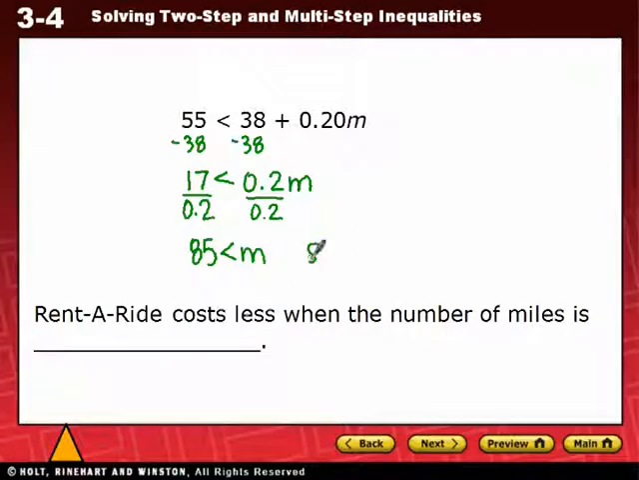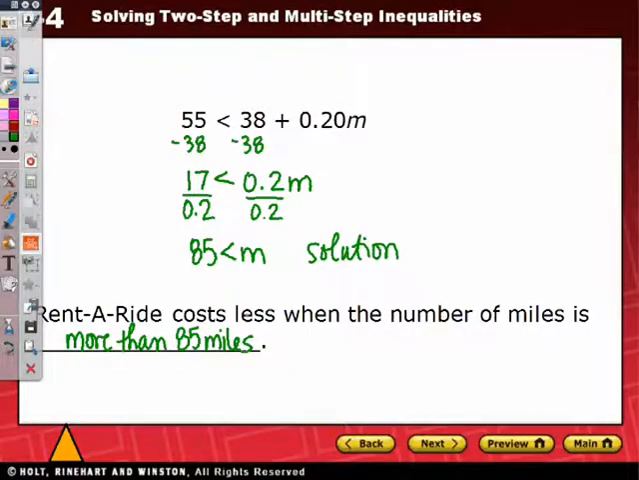Remember, that's the solution. You always show the solution from the algebra. And then if necessary, you might round when you give the final answer. In this case, since it's a whole number, we don't really have to worry about it. So Rent-A-Ride costs less when the number of miles is, pay attention, more than 85 miles. Right, so we have to go quite a ways before Rent-A-Ride turns out to be cheaper.